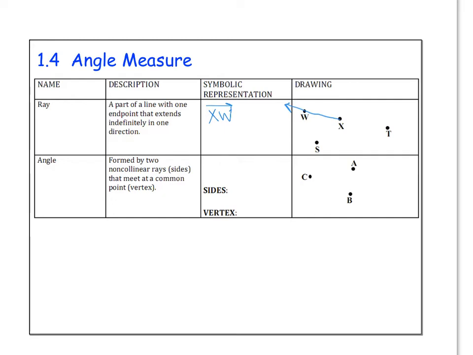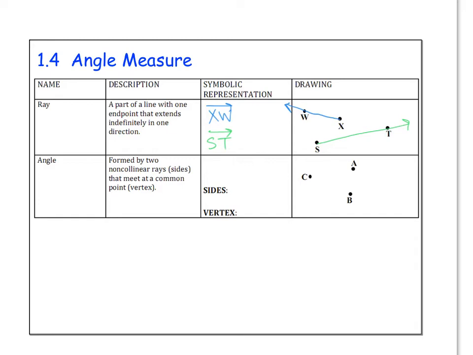Let's do another one. So this time, let's start at S and draw a ray out through T. So there it is. And the way that I would name that ray is that would be ray ST. And again, I started it at S, and it went out toward T, and it will continue on in that direction forever. So S is the starting point. S has to go first.